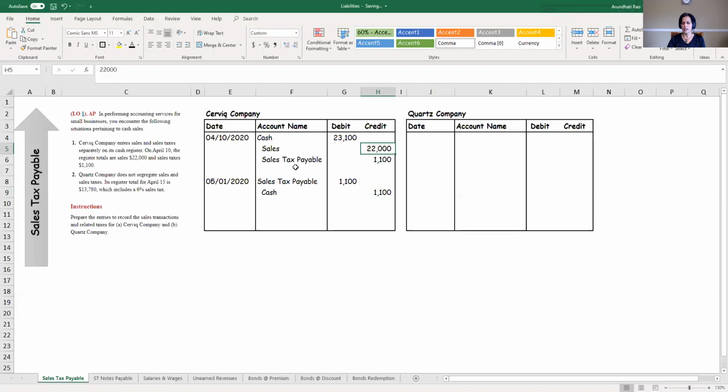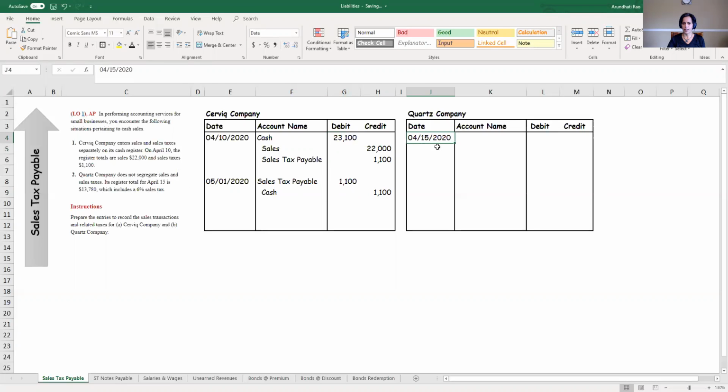So their sales is only $22,000. That's their revenues, although they collected $23,100. Now here's another company. Watts Company does not segregate sales and sales tax payable. On April 15, their register says they have a total of $13,780. This includes a 6% sales tax. So let's see how they would do their journal entry.